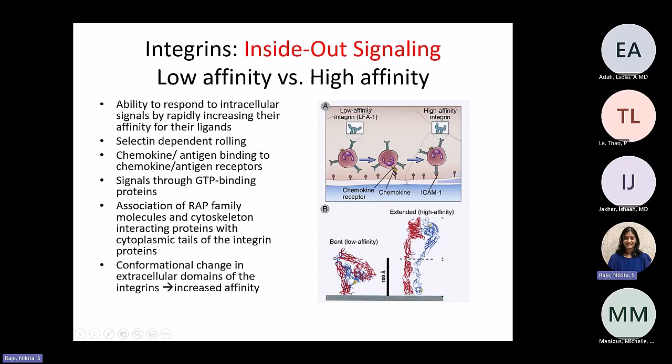So if you see in this figure here, initially there is low affinity interaction between integrin and its ligand, ICAM. There is low affinity interaction. However, after the chemokine receptor interaction, there is inside-out signaling so that the affinity with which integrin binds to its ligand increases. So there is a conformational change that leads to increased affinity. So that's called inside-out signaling.